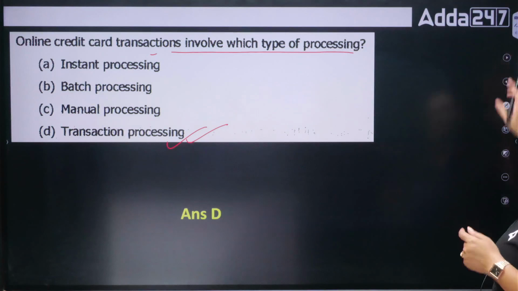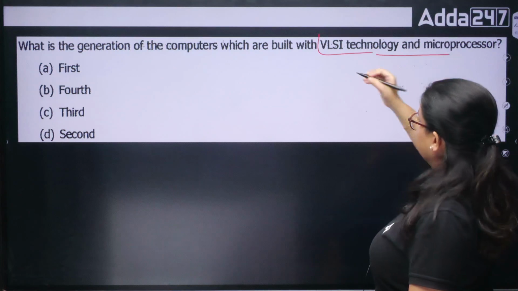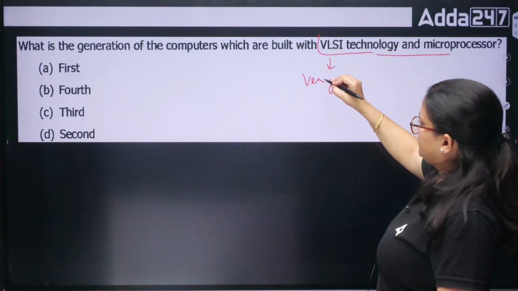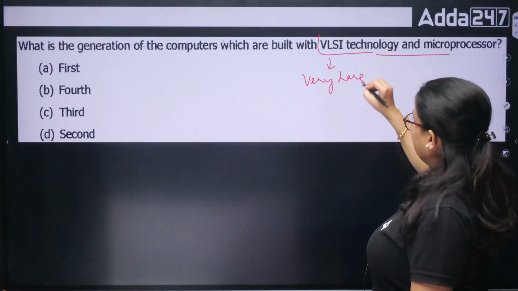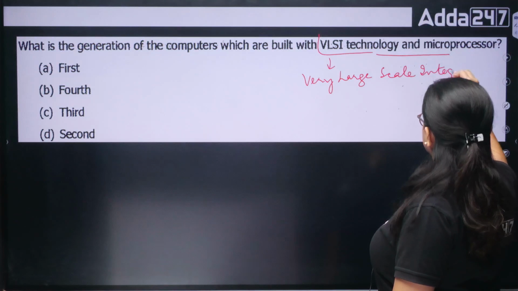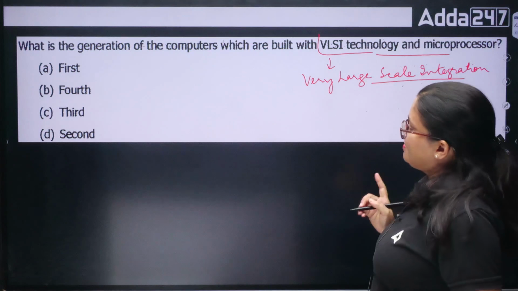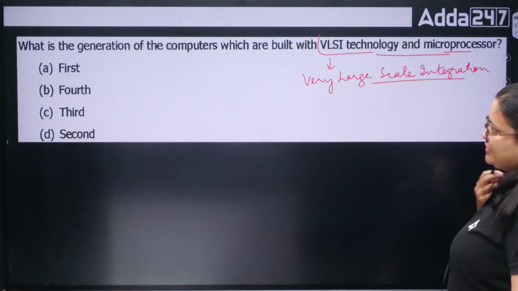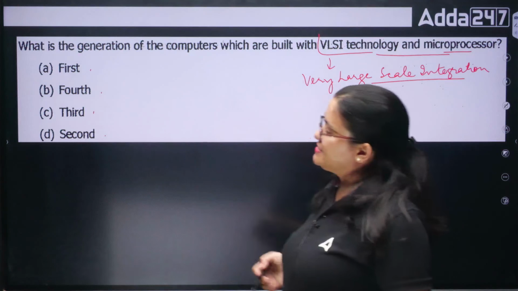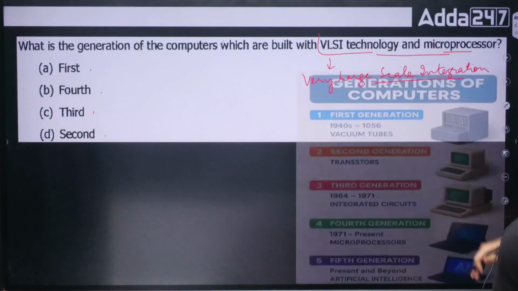Next question. In which generation of computer do we use VLSI? What is the full form of VLSI? Very large scale integration. So this is the full form of VLSI. Whenever we talk about VLSI and microprocessor, in which generation have we used it? Is it first, fourth, third or second generation? Let us go once with the photo.